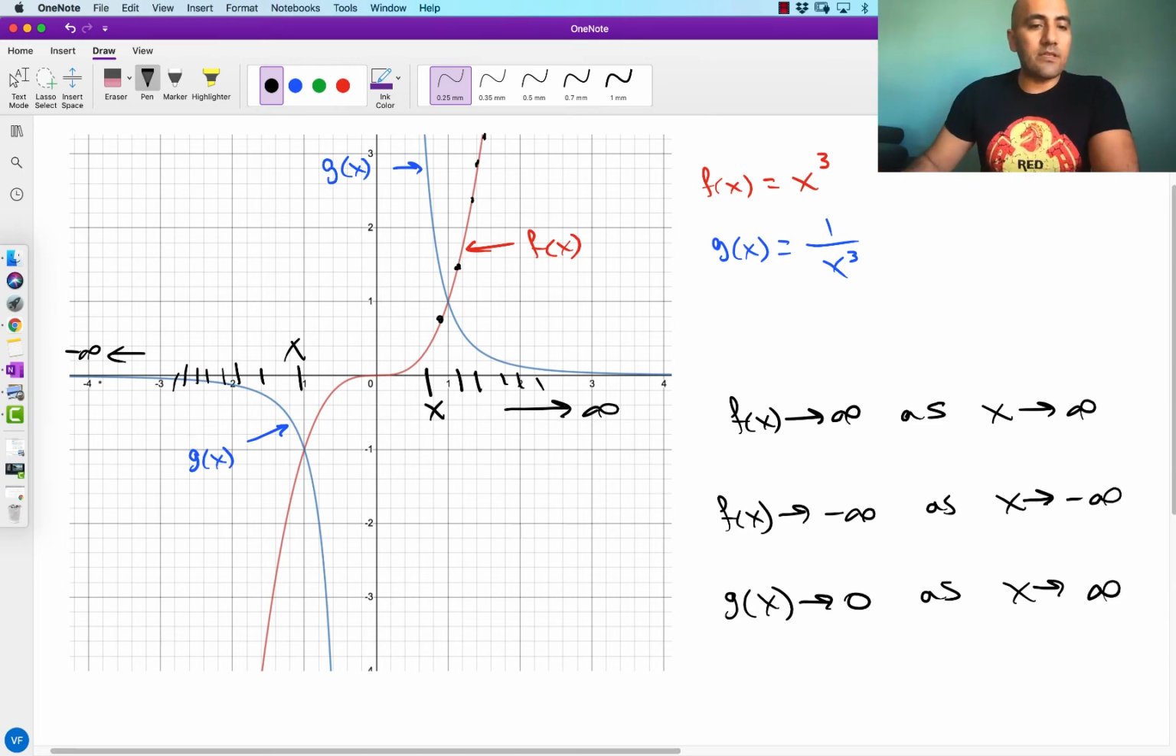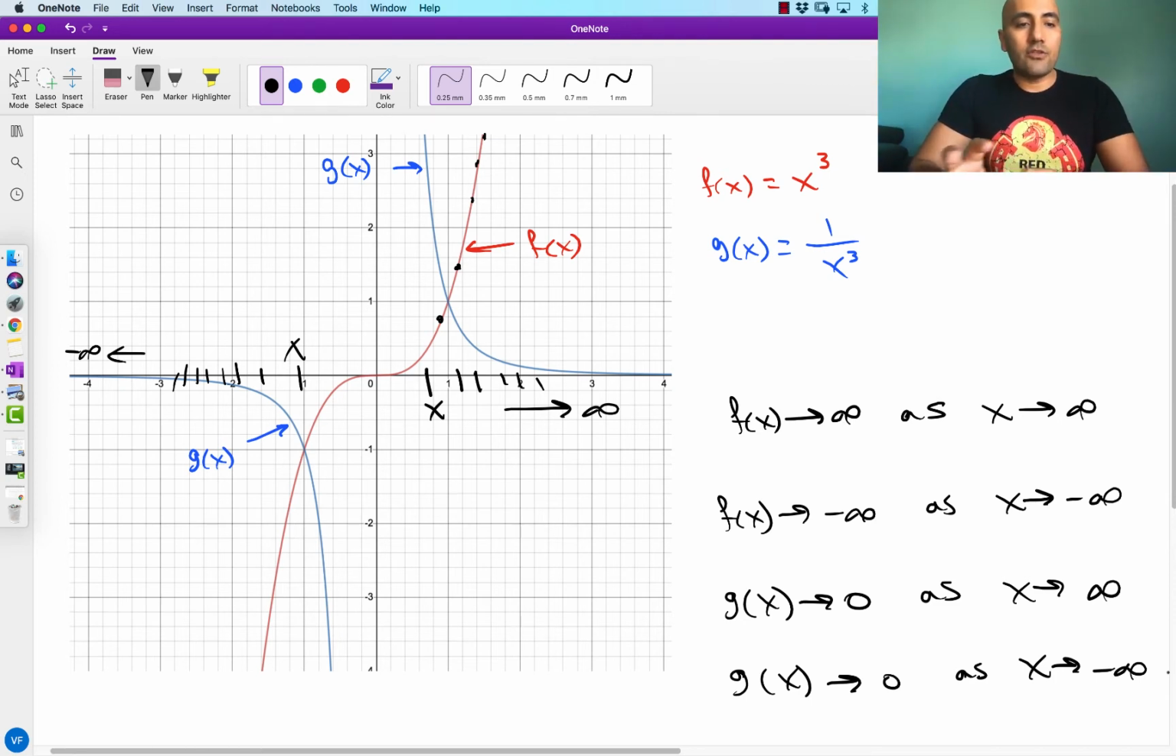And the same thing happens in the other direction. As I let the input values get larger and larger in the negative direction, the output values are going to get closer and closer to 0. So g of x will also go towards 0 as x approaches negative infinity. Okay, so that is a pattern that we want to learn from and make a general statement about functions that fit a certain pattern. And that's what this next statement is about.